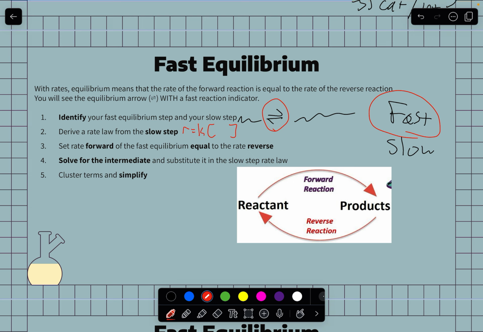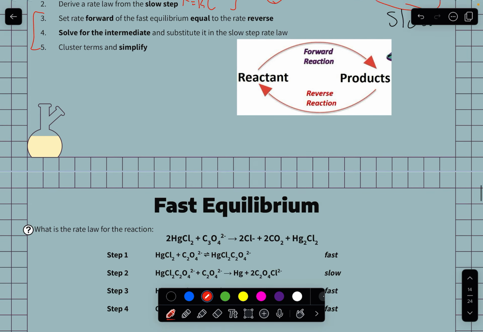Step 3 is kind of where it gets confusing, 3 and 4. For 3, you're going to set the rate of the forward reaction of your equilibrium equal to the rate of the reverse reaction. So you're going to set up 2 rate laws and set them equal to each other, just for the fast equilibrium. Then you'll solve for the intermediate and cluster your terms. Those steps can get confusing, but we'll work through that together right now.